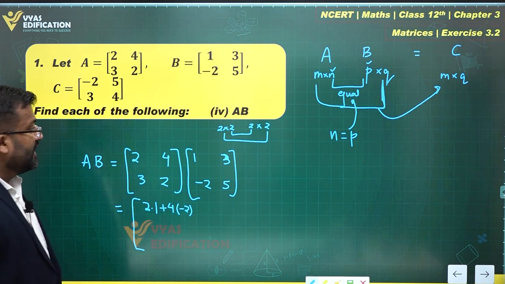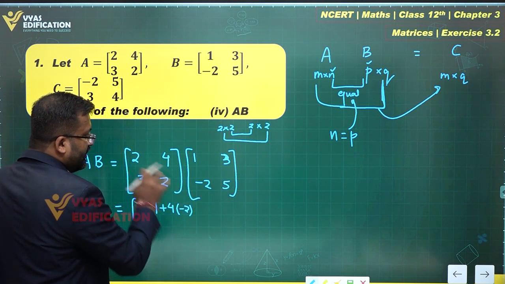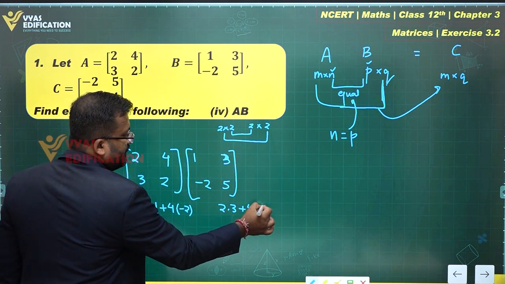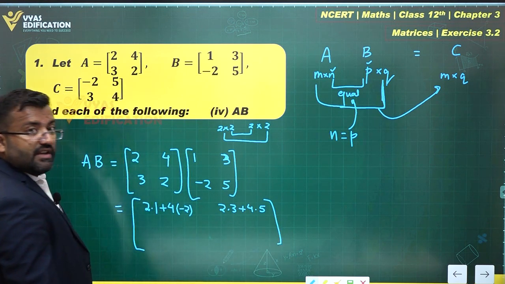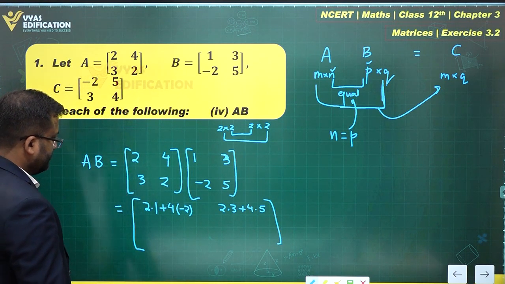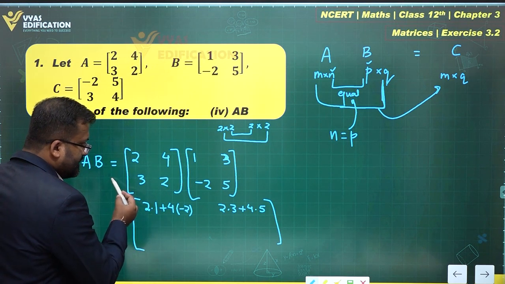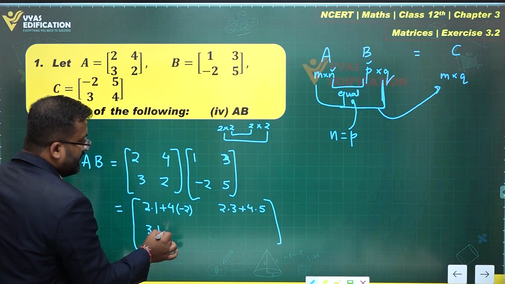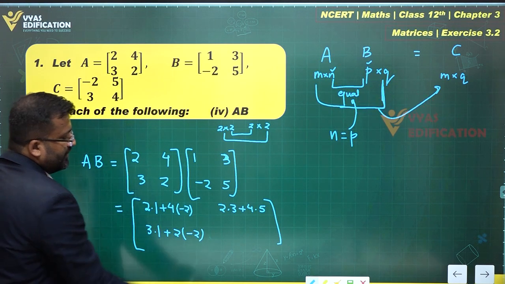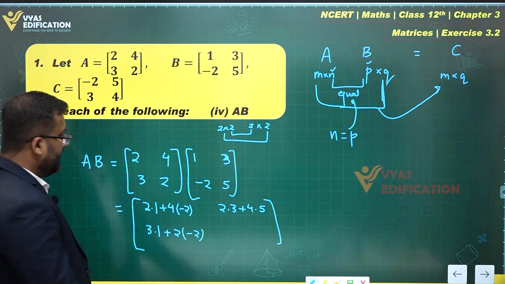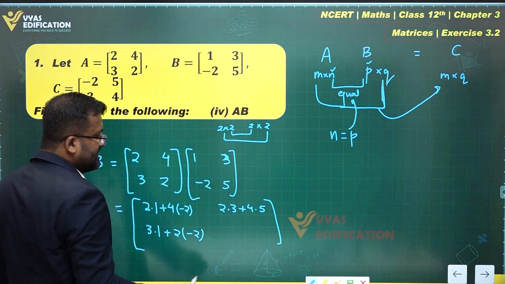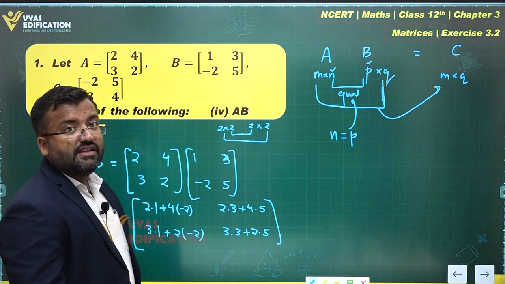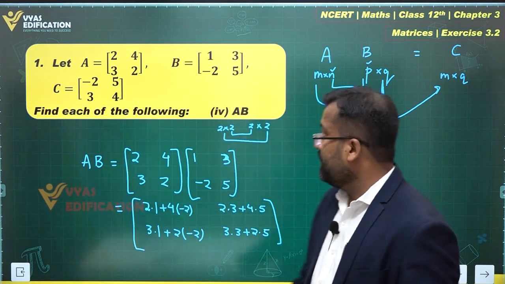We get 2 times 1 plus 4 times minus 2. This is what you have. Then the first row, second column: 2 times 3 plus 4 times 5 is what you get over here. Right. Next, second row, first column is what you do: 3 times 1 plus 2 times minus 2. This is the product that we obtain. Then 3, 2 gets multiplied with 3, 5, which is 3 times 3 plus 2 times 5. This is the product of the matrices A and B.